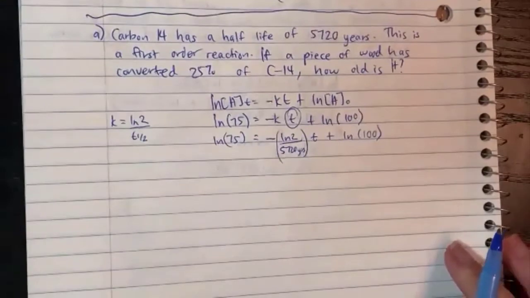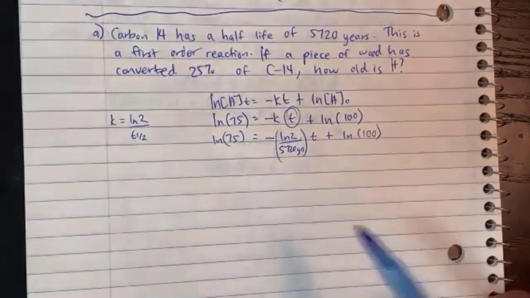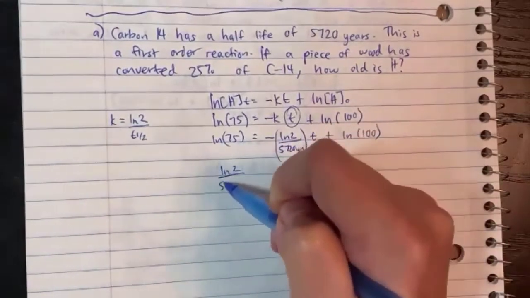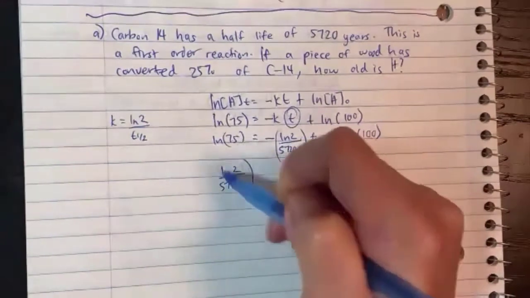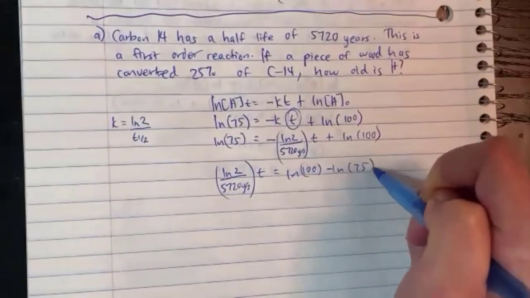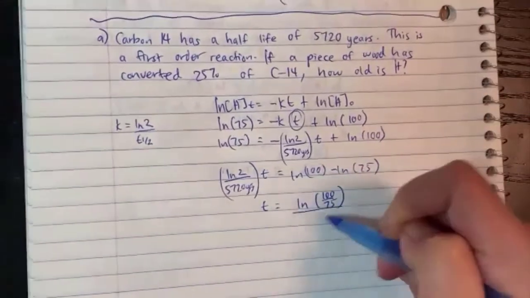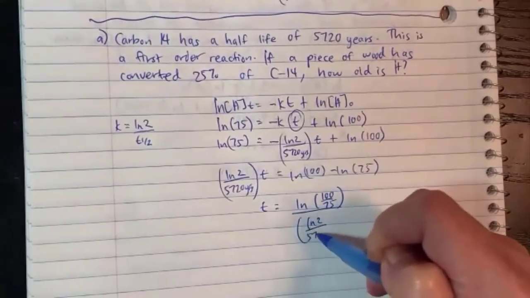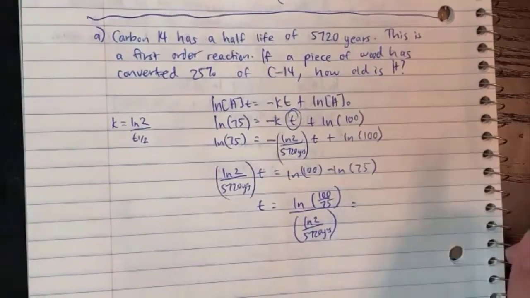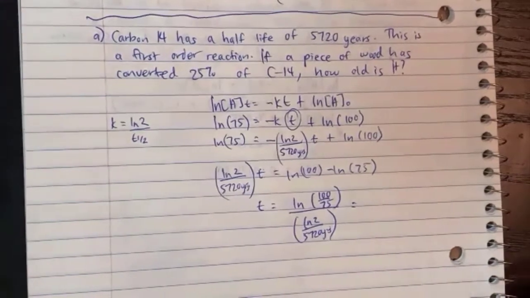Okay, so you can go ahead again and solve it on your calculator. I'm going to go ahead and try to rearrange it algebraically, but you really don't. I mean, if you can do it in your head, you can go for it, okay? ln 2 over 5,720 years times t, ln 100 minus ln 75. And when you do this, your time comes out in years because this is in years over here, all right?